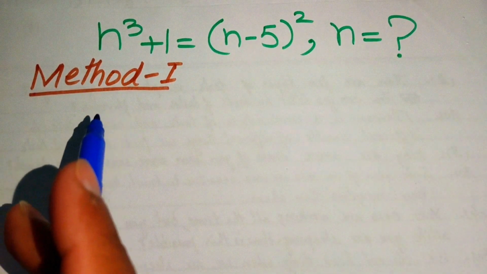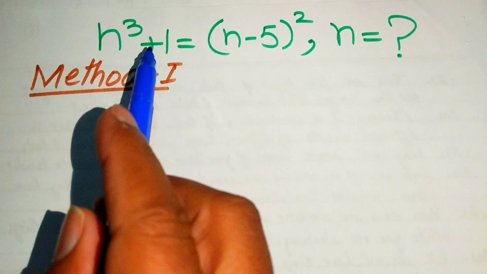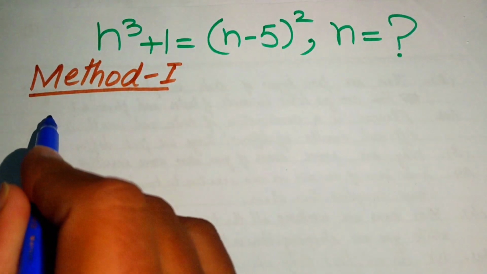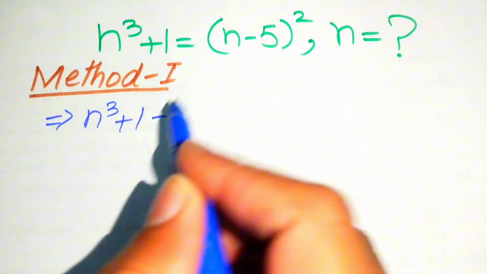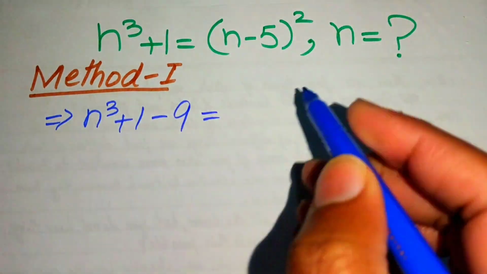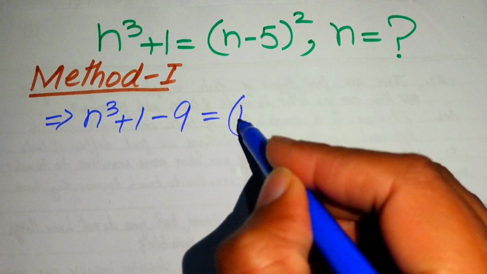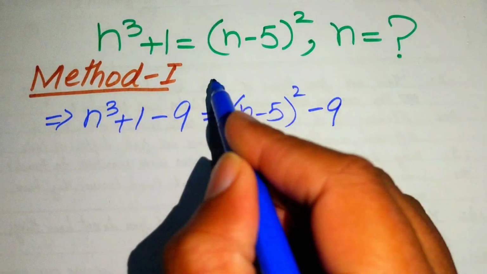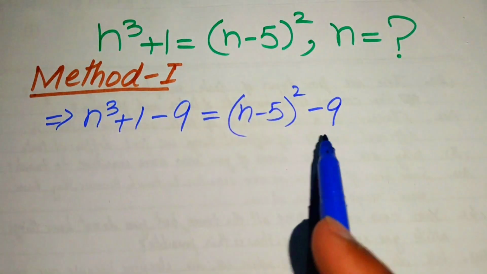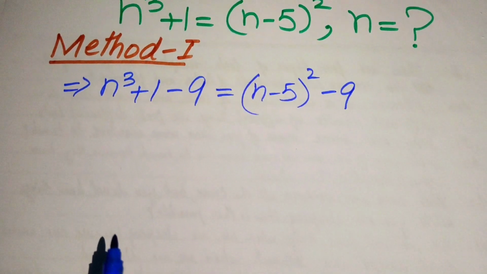So in the first method, here we add minus 9 on both of the sides of this equation, and we get n cubed plus 1 minus 9 equals (n minus 5) whole squared minus 9. Here we just add minus 9 on both of the sides of this equation.